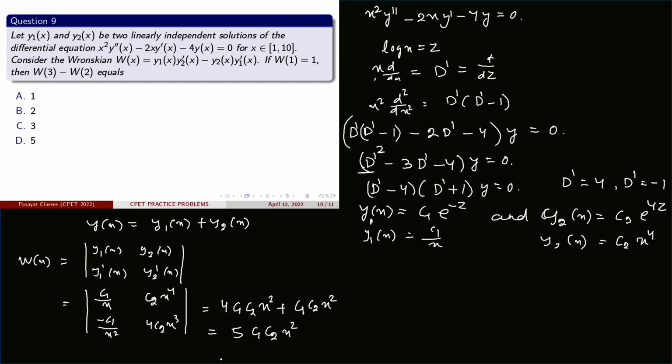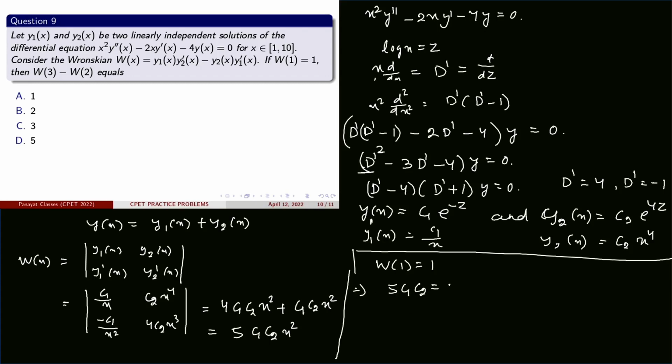Clear? Now here also given that W of 1 is equal to 1. That means on putting the value of x is equal to 1, this gives this one is 5 times C1 C2, this is equal to 1, and from this we can write C1 C2 is equal to 1 by 5.